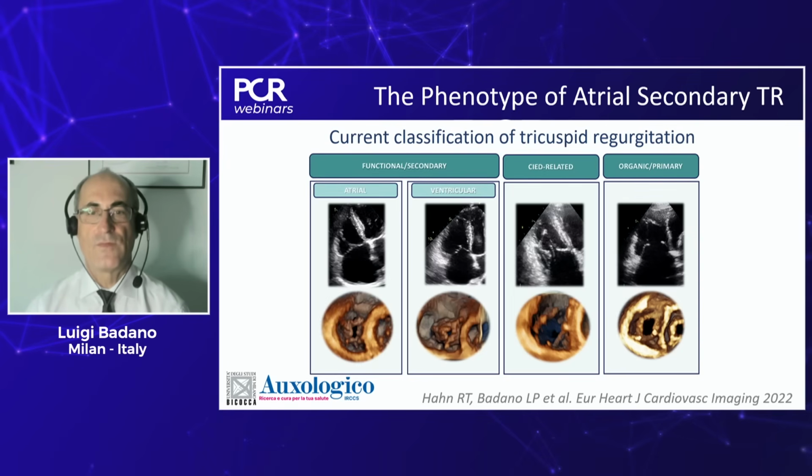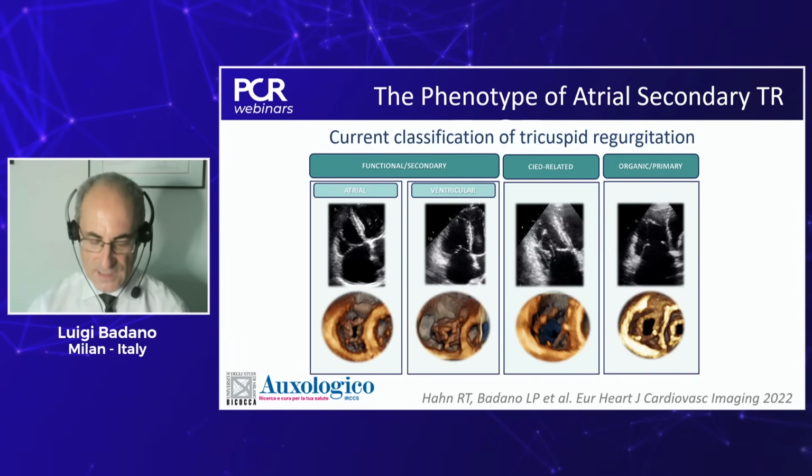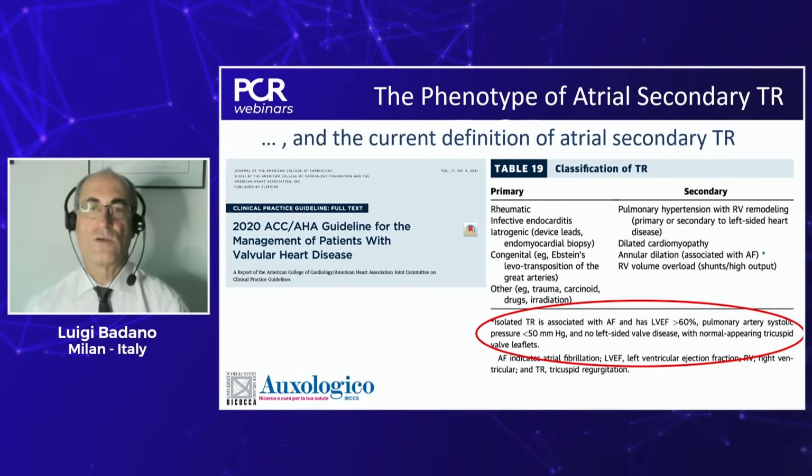Now we have 4 different phenotypes, and in the secondary we have both the atrial and the ventricular one. Then we have the CAD-related tricuspid regurgitation and the primary form. What is also interesting is that the recent guidelines by the American College and the American Heart Association about the management of patients with valvular heart disease have tried to identify the characteristics of patients that have this atrial secondary tricuspid regurgitation as a patient with left ventricular ejection fraction more than 60%, pulmonary artery systolic pressure less than 50 millimeters of mercury, and no left-sided valve disease with normal appearing tricuspid valve leaflets.